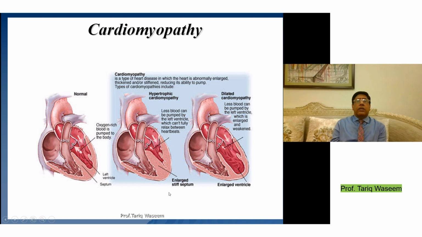This is just two major types of cardiomyopathy being described. So cardiomyopathy is a type of heart disease in which the heart is abnormally enlarged or thickened or stiffened. Enlarged in dilated cardiomyopathy, thickened in hypertrophic cardiomyopathy, and stiffened in restrictive cardiomyopathy. And all these processes lead to a reduction in the ability of the ventricle to pump.